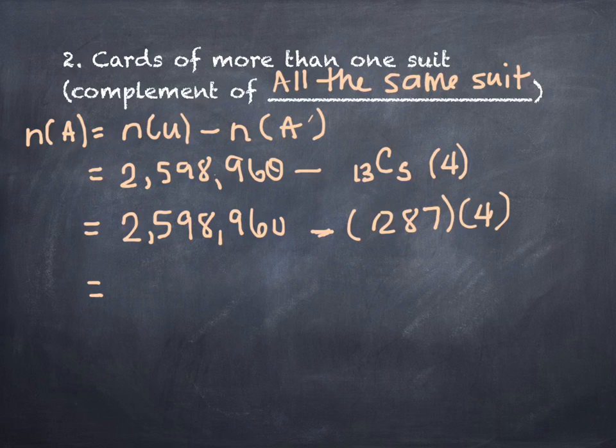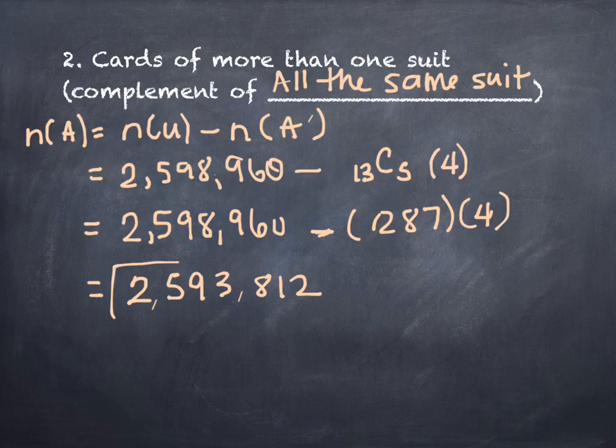So what is 2,598,960 minus 4 times 1,287? It's still 2 million. Say that really loud for me, DJ. Perfect. So there's still 2,593,000 ways to get different suits in my hand that I'm working with. Sound good?